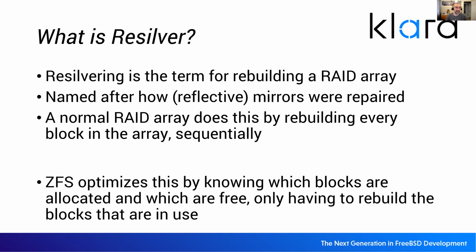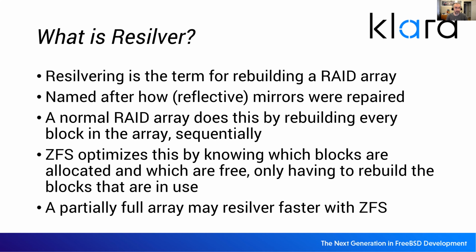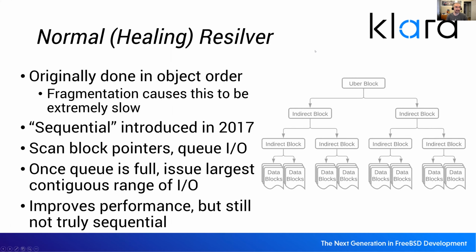Whereas ZFS was optimizing this. It would be able to look at its data and know which parts of the drive actually had data on them and which didn't. And so it would only have to resilver that 1 terabyte instead of all 40 terabytes. So this oftentimes would be faster. But as it turns out, not always. So a normal healing resilver is basically just a scrub, except that every block on this hard drive is blank, so we're going to have to repair them all.